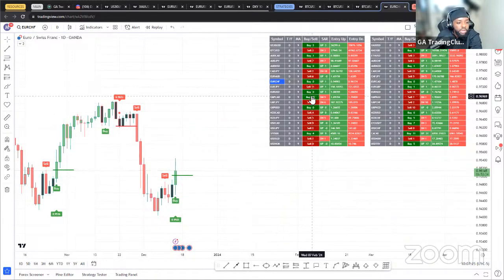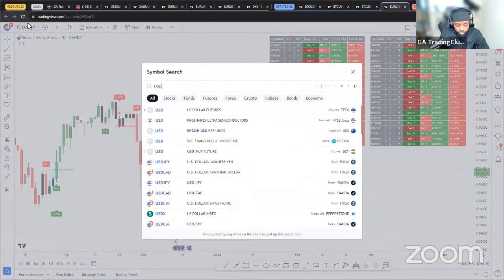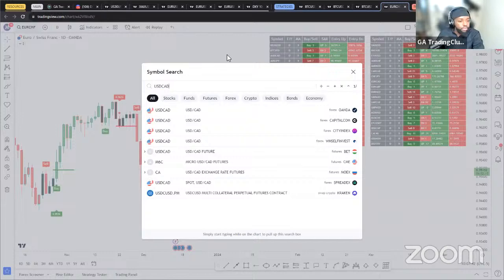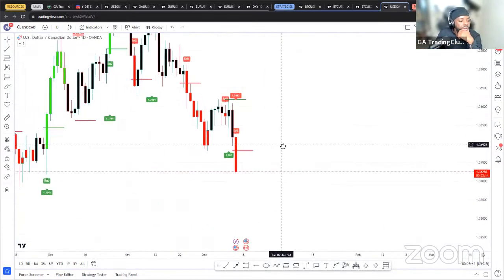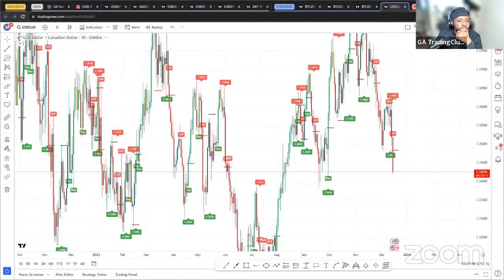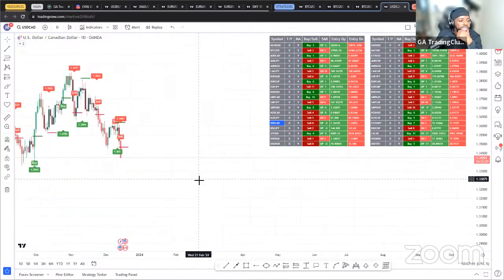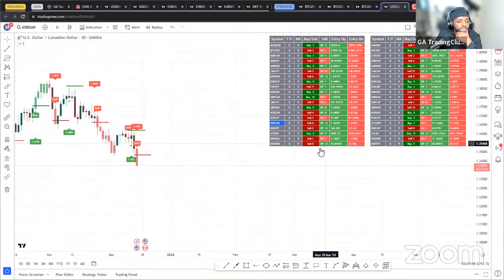Euro JPY has been selling for 11 days, so no EU buying. EU is around the SAR. No. GU, same thing. USD CAD, same thing. It's just been in consolidation, so not really. Gold, Ethereum, Aud CHF.